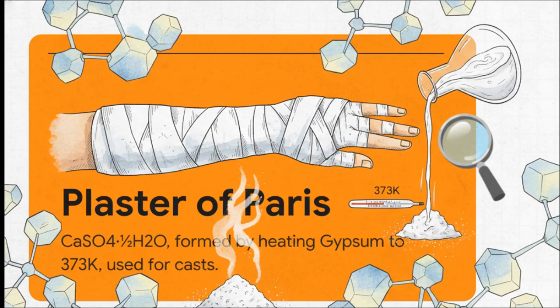This exact same concept is why doctors use plaster of Paris. When you heat a salt called gypsum to exactly 373 Kelvin, it loses some of its hidden water and becomes calcium sulfate hemihydrate. That's plaster of Paris. Adding a little water back into this half-hydrated powder makes it rapidly set into a rock-hard cast. It keeps fractured bones perfectly in place while they heal.